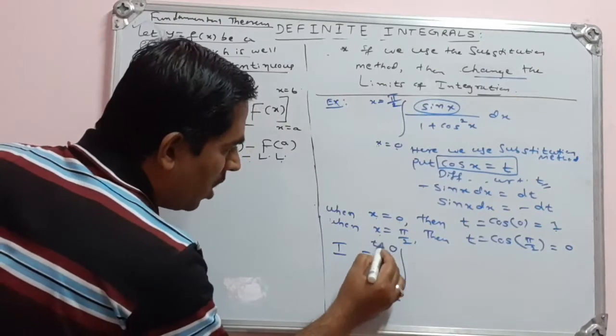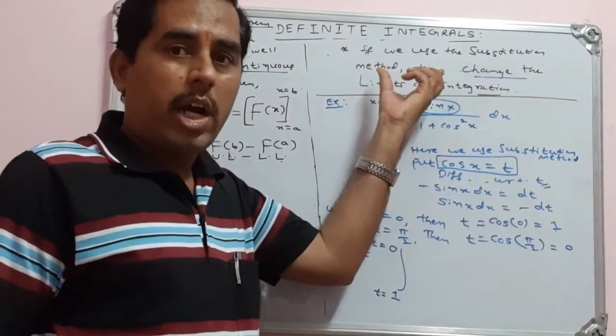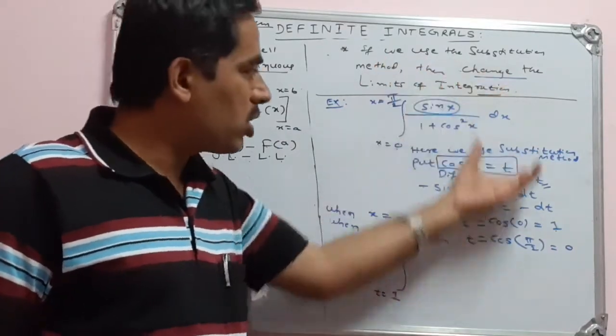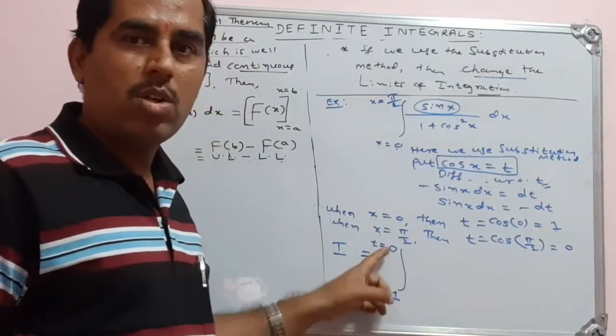So t goes from 1 to t equal to 0. This is the point which I told in the last class: if we use the substitution method, then change the limits of integration. So the limits of integration have been changed from 1 to 0.